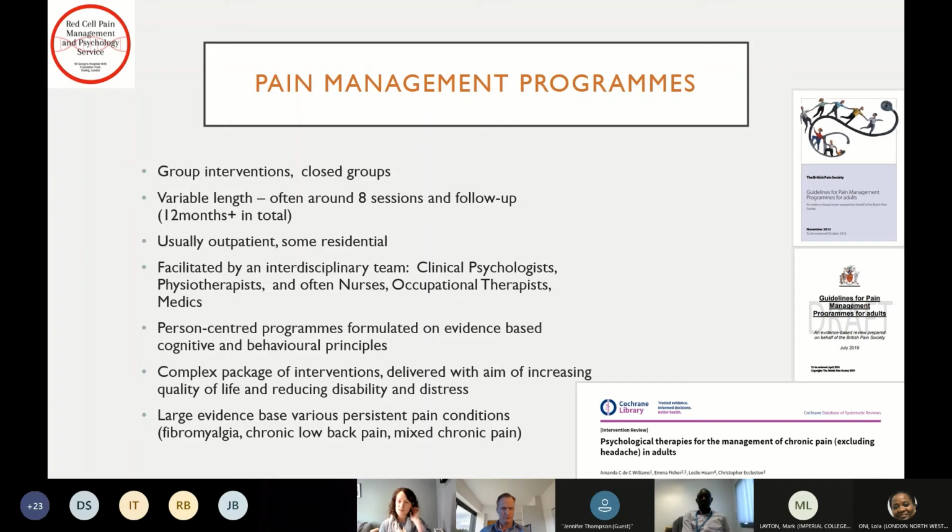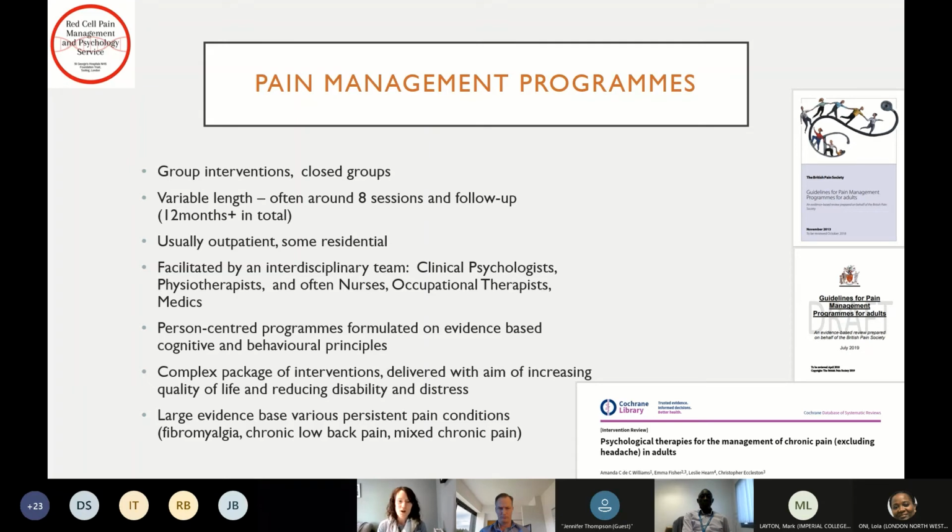So they're really interventions that are looking at a block of input that is hopefully going to encourage longer term behaviour change and improvement in quality of life. And those follow-ups are very important in supporting that behaviour change in the longer term. Another really important aspect of pain management programmes is that they're facilitated by an interdisciplinary team. The aim is that they try and address the broad and varied impact of persistent pain. In order to really look at all of the aspects of life that can be influenced by persistent pain, we really want that input from different professionals working together. So clinical psychologists and physiotherapists are very common within the team, and usually there's some input from nurses, occupational therapists or medics as well.